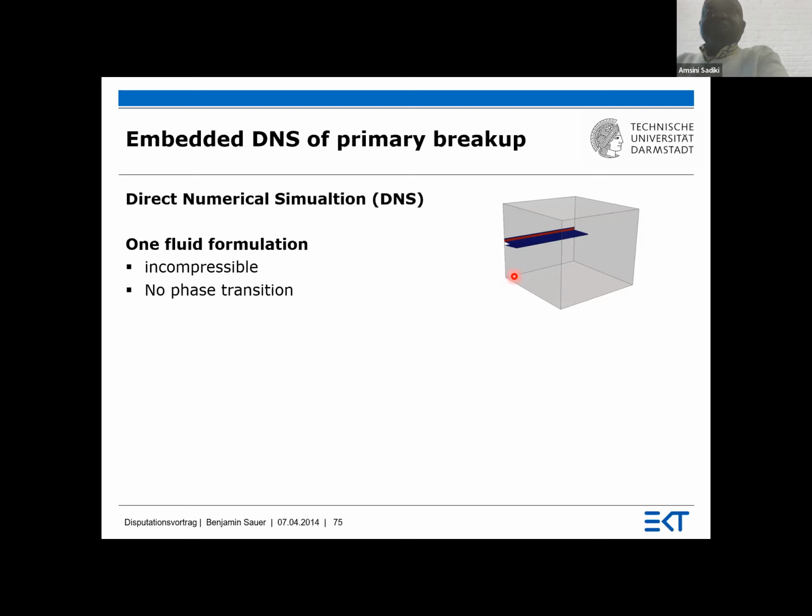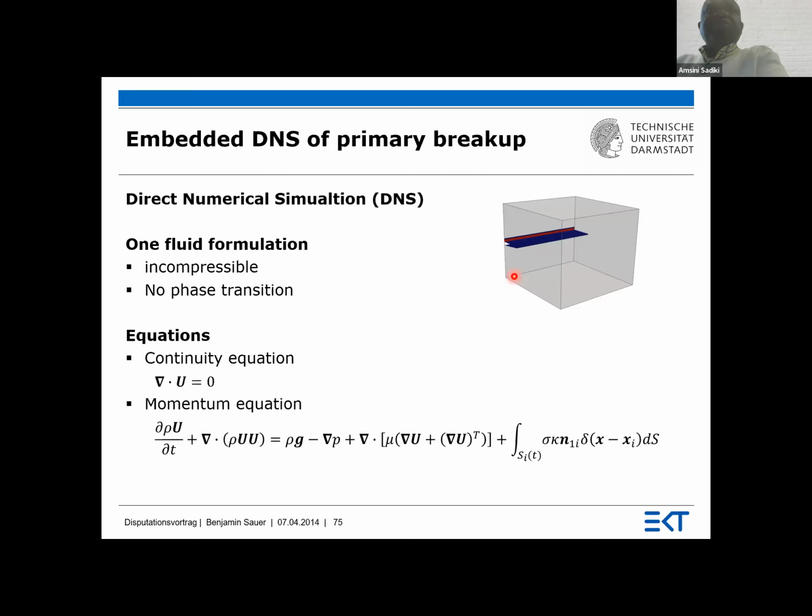We base it on the volume of fluid method. We have first the continuity equation and the momentum equation, in which we add the surface tension force. I think everything is clear here. It is incompressible. We have no phase transition. So the continuity equation, for incompressible, here we understand incompressible means constant density. And we have the momentum equation, in which we have the velocity and the density.